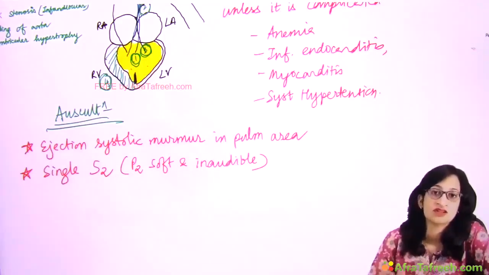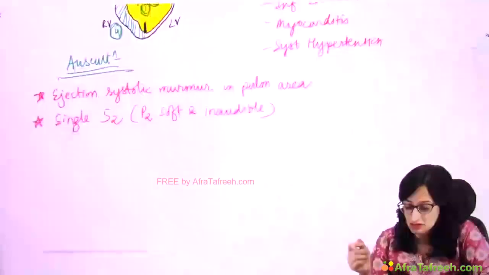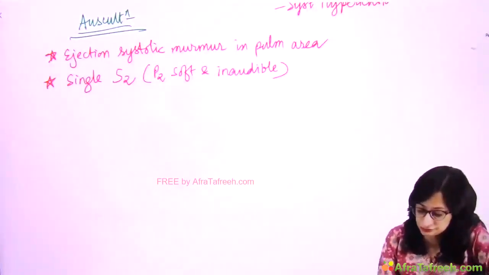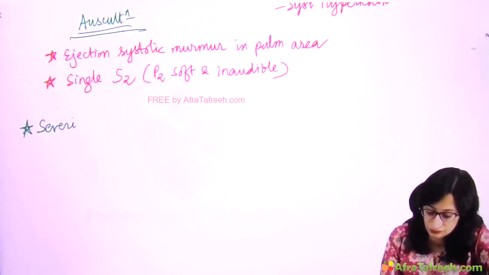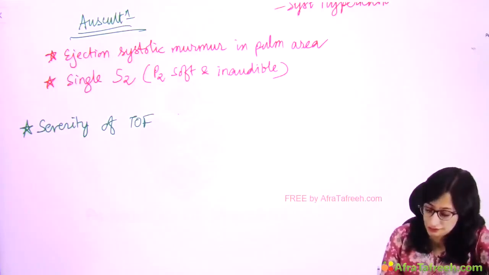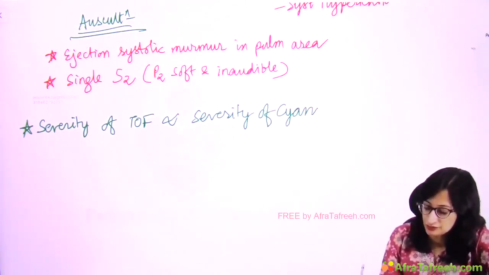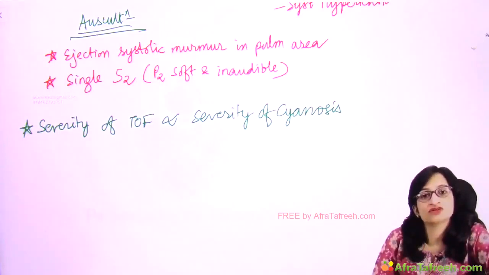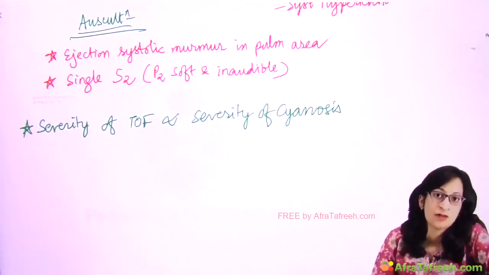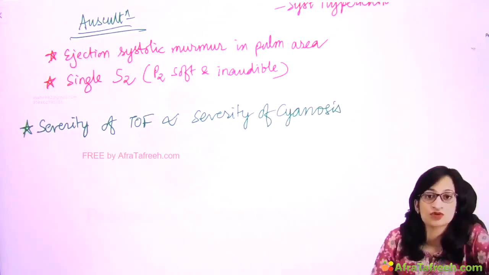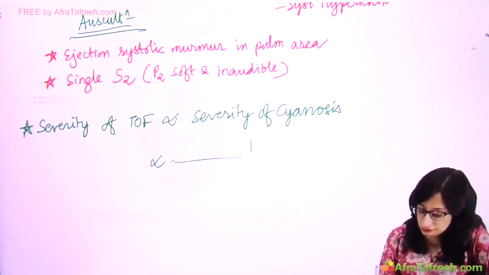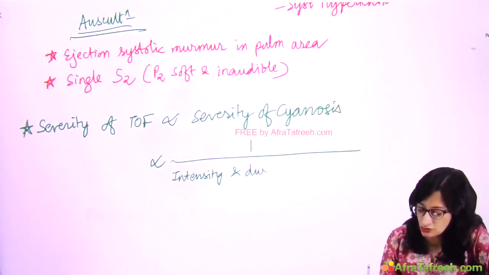Now how do you assess the severity of illness in tetralogy of Fallot? Let us see. So the severity of tetralogy of Fallot is directly proportional to the severity of cyanosis. That means the more severe the tetralogy of Fallot, the more will be the cyanosis. But it is inversely proportional to the intensity and duration of the murmur.